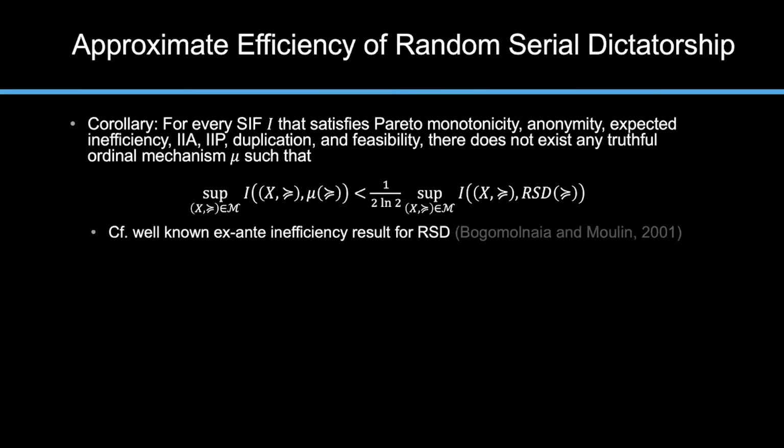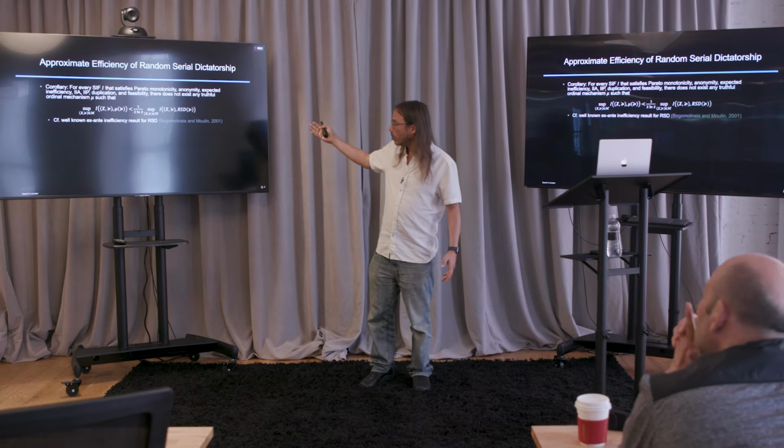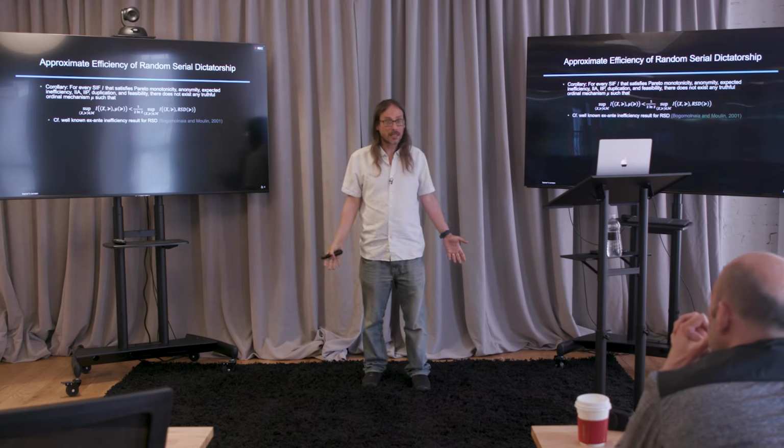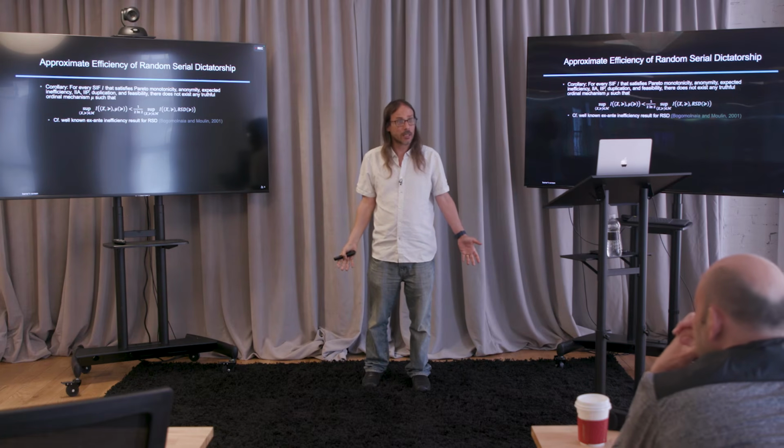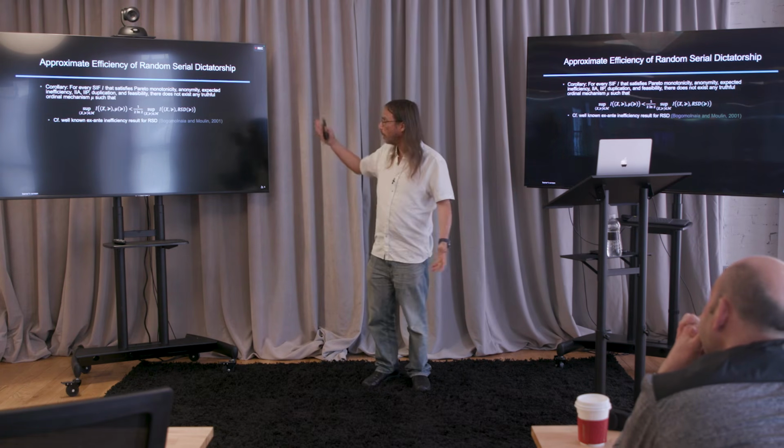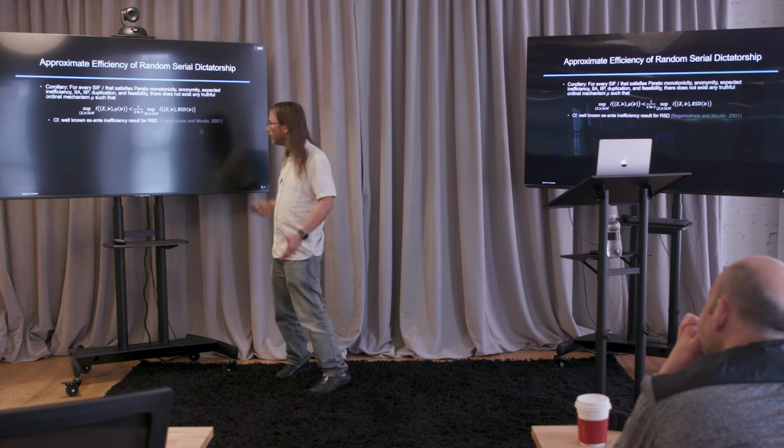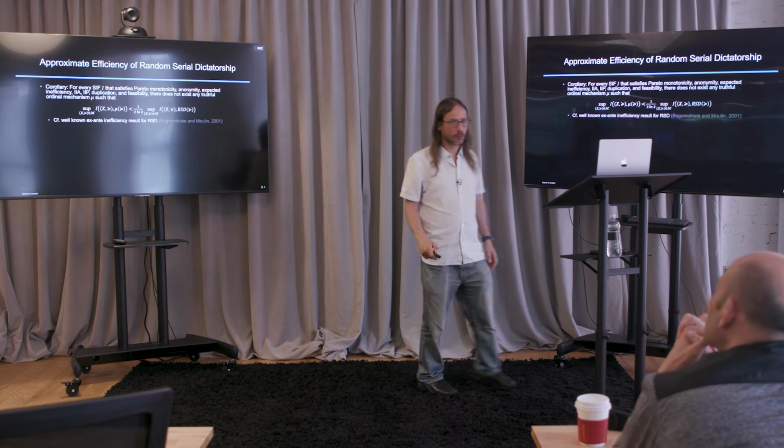A corollary is that for every social inefficiency function that satisfies our 7 axioms, there is no truthful ordinal mechanism that shaves more than 28% off the worst case guarantee of random serial dictatorship. And this should be compared to a well-known ex ante inefficiency result for random serial dictatorship. So we're showing here that, well, we know it's ex-ante inefficient, but it's actually ex-ante approximately efficient, which explains why it doesn't perform very poorly.